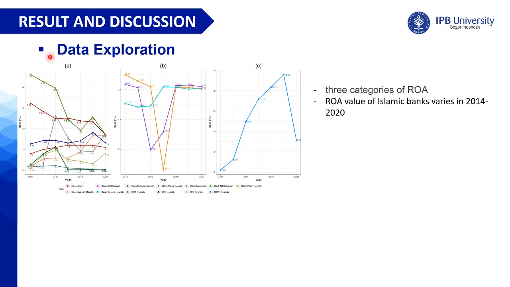The first category, A, represents ROA value around 0 until 4%. Category B represents ROA value around minus 10 until 1%. And the last, C, represents ROA value around 4 until 14%, which is only BTPN Syariah. From the graph, we can conclude that the ROA value of Islamic banks varies in 2014 to 2020.